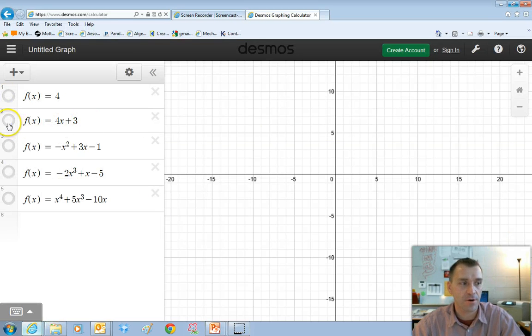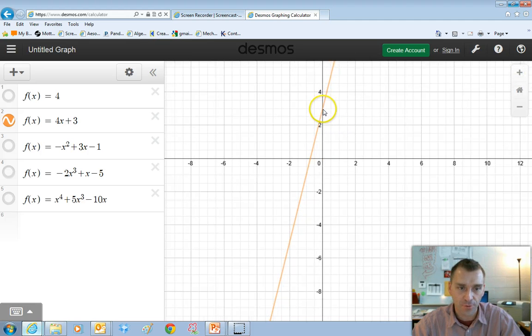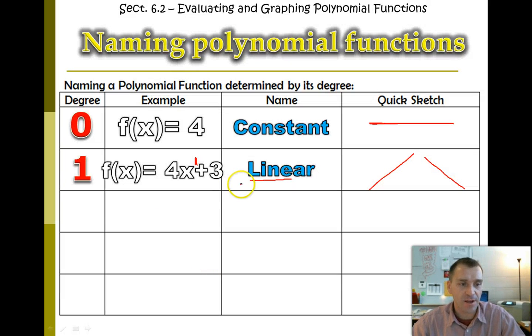So 4x plus 3, it looks like this. Check it out. Makes sense. It goes through 3 on the y-axis. That's the y-intercept. And then the slope is up 4 over 1. Up 4 over 1. Up 4 over 1. So there you go. It's just a straight line. Okay? So you got that. You got linear. You got constant.